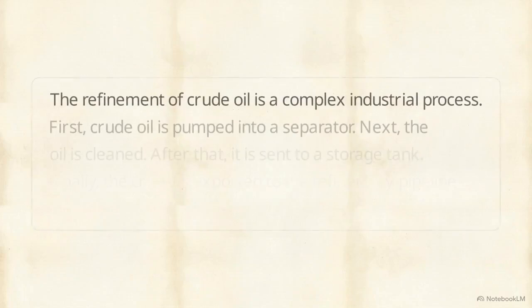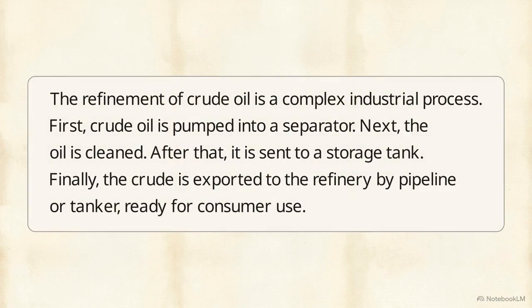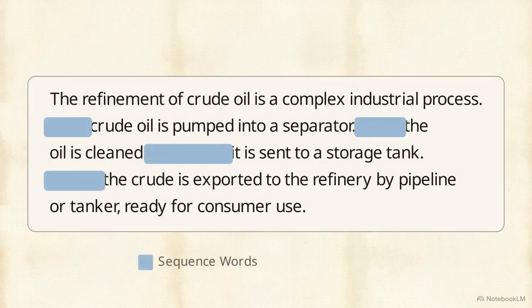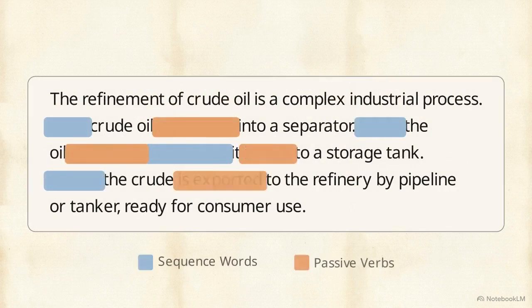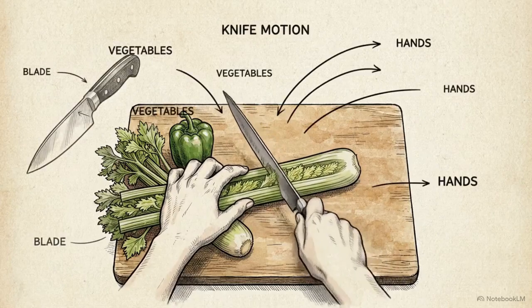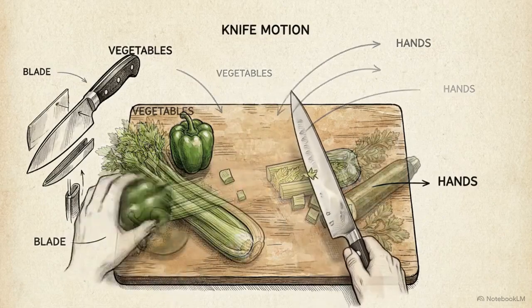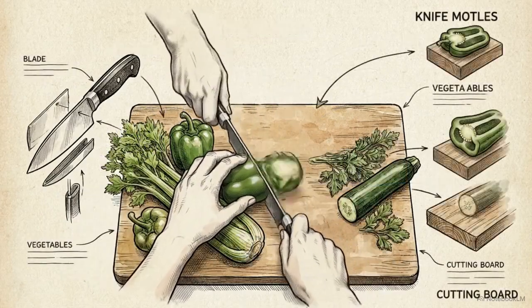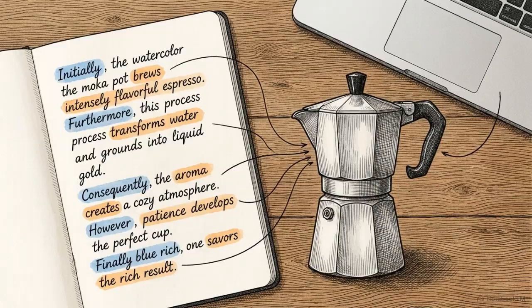Looking closely at this complete text, you can see the mechanics at work. Our sequence words smoothly guide the timeline, and our passive verbs maintain complete objectivity from start to finish. Now it is your turn. Select a familiar process from your own life, like making a meal or completing a daily task at work. Draft a 5-sentence paragraph applying these sequence words and the passive voice formula to see the impact on your descriptive clarity.